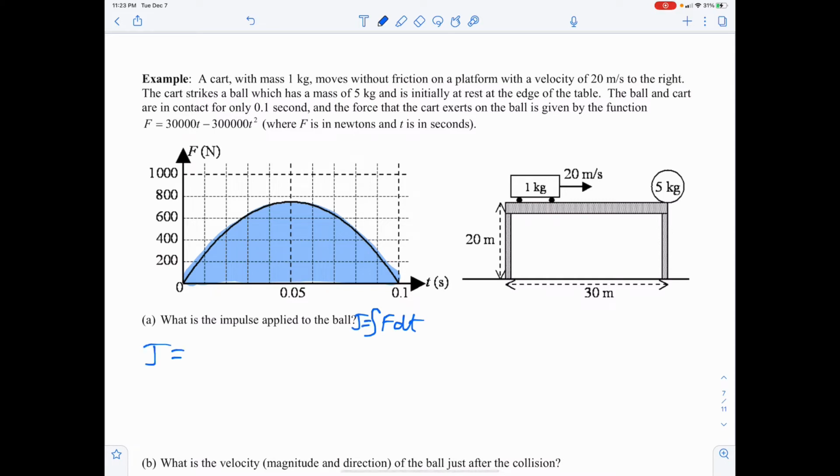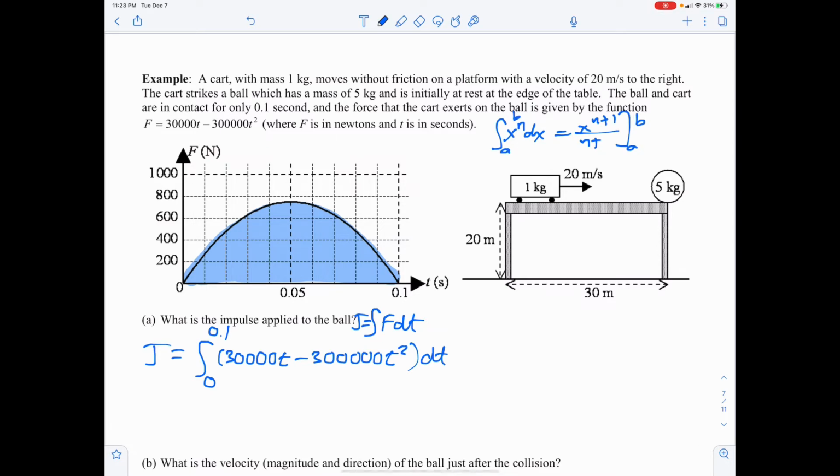So the impulse is going to be the integral from a to b, where a is the original time and b is the final time. So from 0 to 0.1 of the force function, which is 30,000 t minus 300,000 t squared, and that's all with respect to time, dt. You're going to be using your polynomial power rule, which is add 1 to the exponent, divided by n plus 1, and evaluate that from a to b.